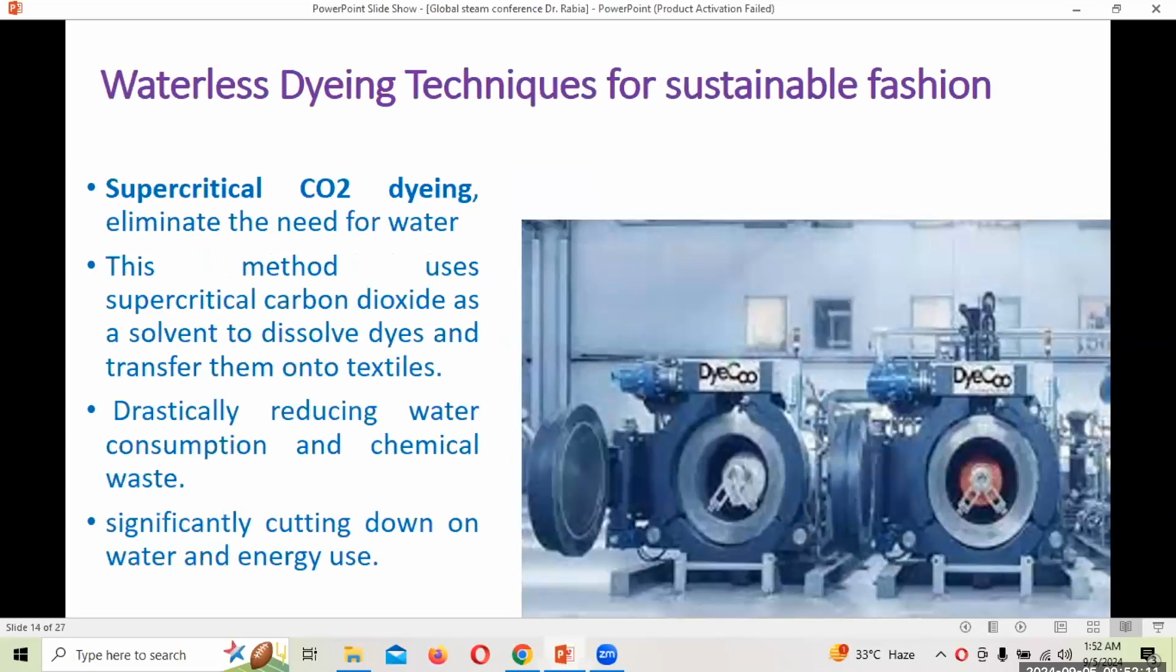Now I told you that water consumption is very high in the textile industry and it is an unsustainable process. So waterless dyeing techniques like Dyecoo, which uses supercritical carbon dioxide dyeing technology, and plasma dyeing technology do not use any water for dissolving the dyes and to promote the dyes on the textile fabric. Water will not be used. So these are the waterless dyeing techniques, and it is a huge innovation of the green technology of textile engineers and textile companies, which reduces the water consumption and chemical waste from the textile industries.